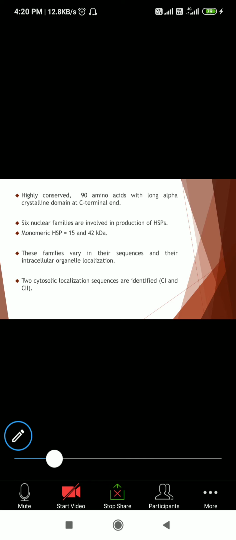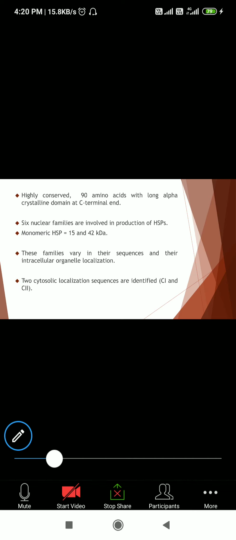The monomeric molecular weight of the heat shock protein comes in the range of 15 to 40 kilodaltons. But they are largely composed of oligomeric assemblies, meaning there is more than one monomeric unit present.